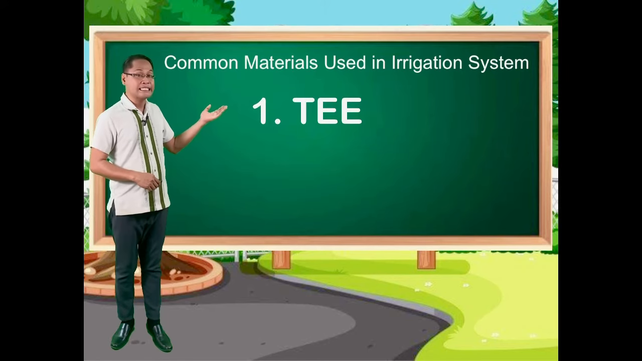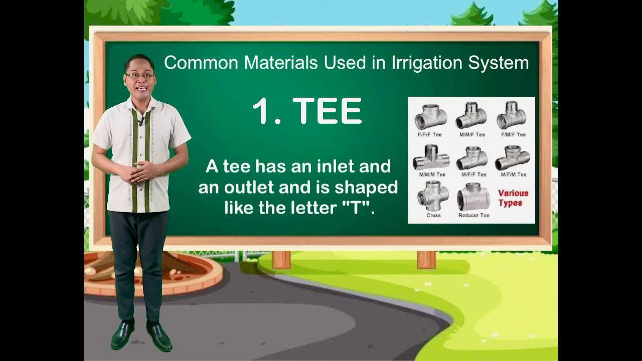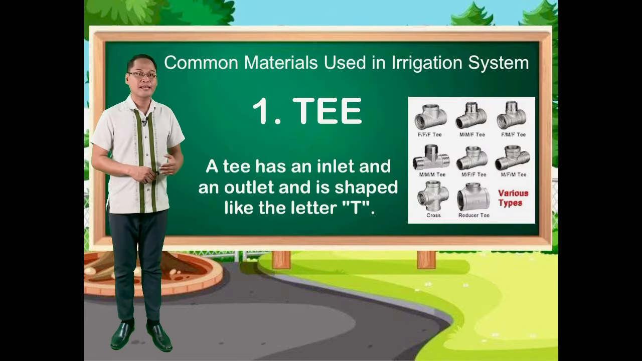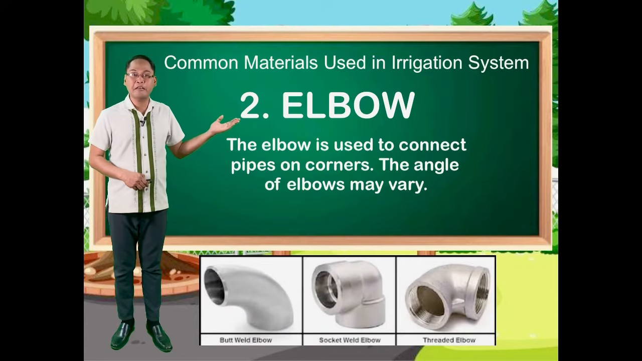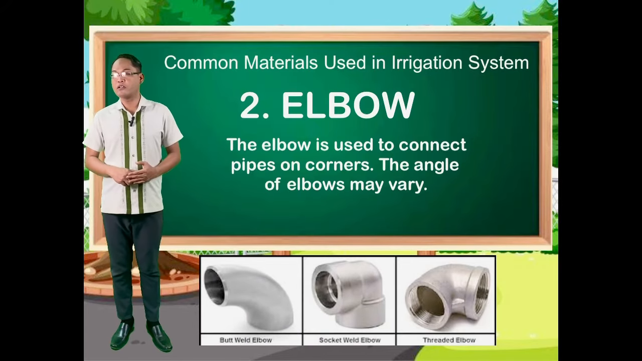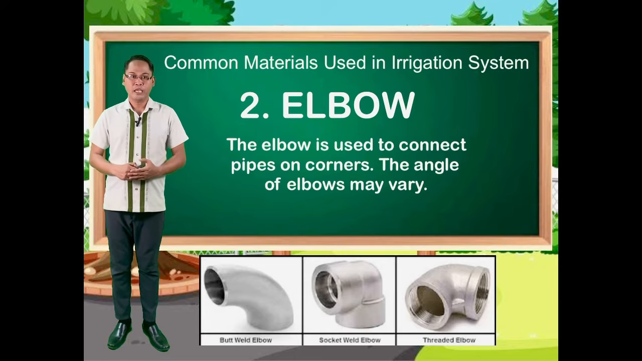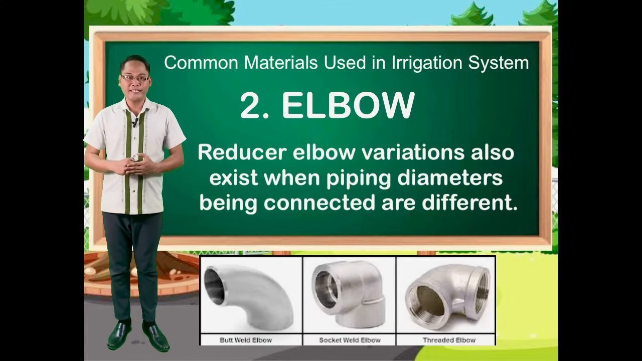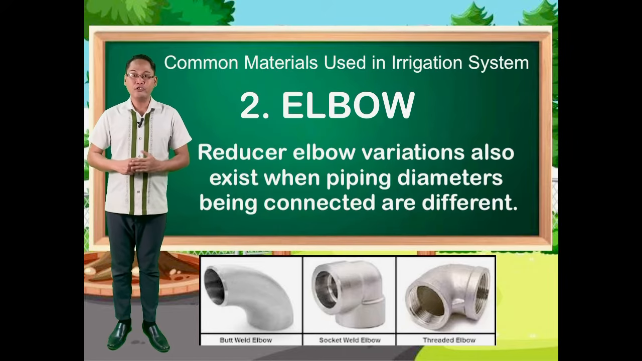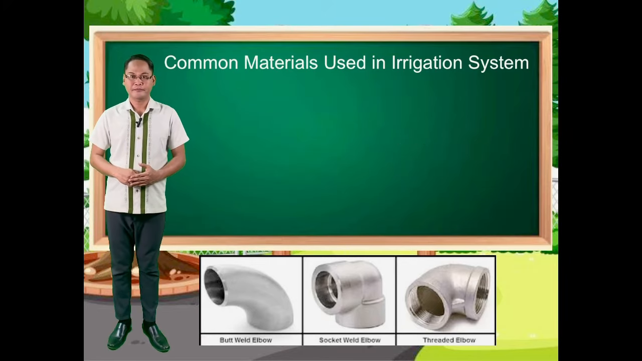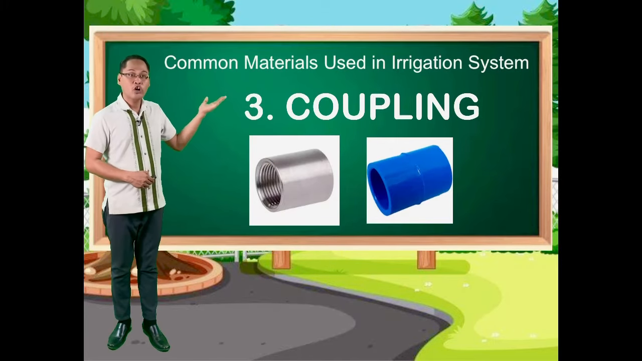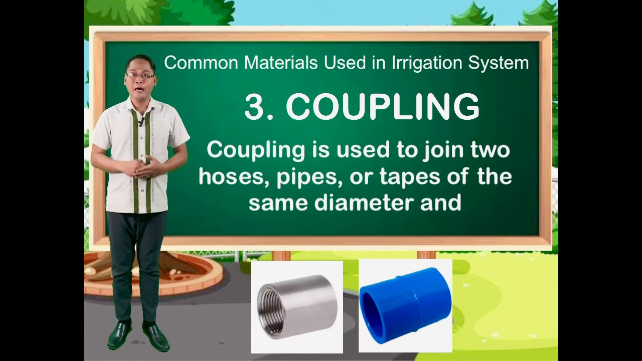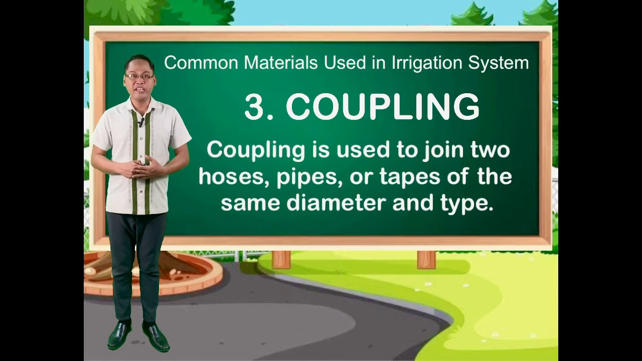Number 1 is T. A T has an inlet and outlet and is shaped like the letter T. The second is the elbow. The elbow is used to connect pipes and corners. The angle of elbows may vary. Reducer elbow variation also exists when piping diameters being connected are different. The third example of fitting is coupling. Coupling is used to join two hoses, pipes, or tapes of the same diameter and type.